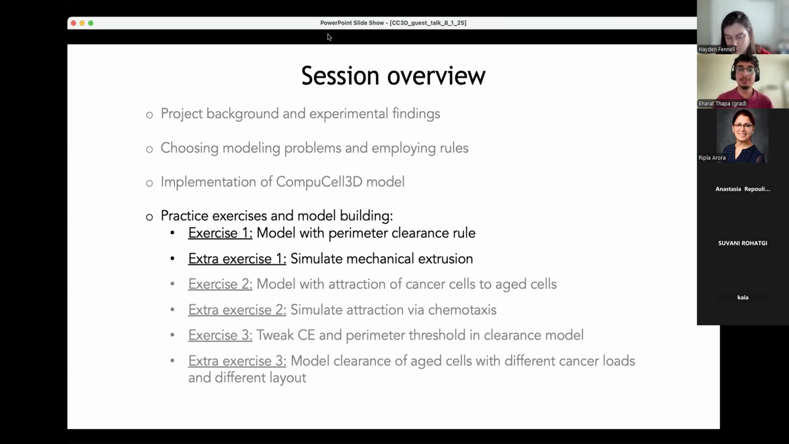Any other questions before we move on to the exercise? Okay, so we're ready with the exercise. Before I really start, let me pull out the code and try it myself.